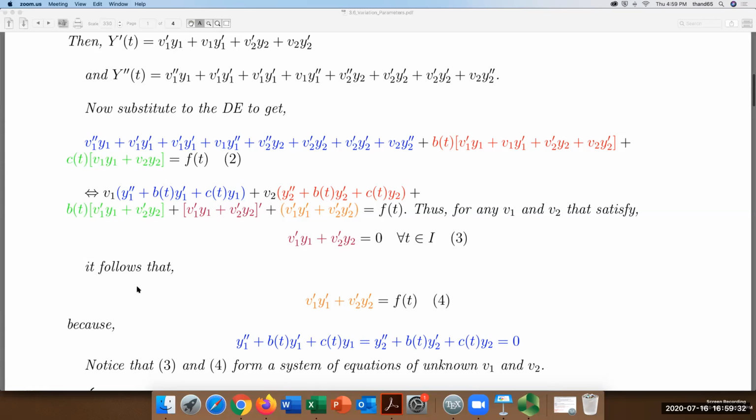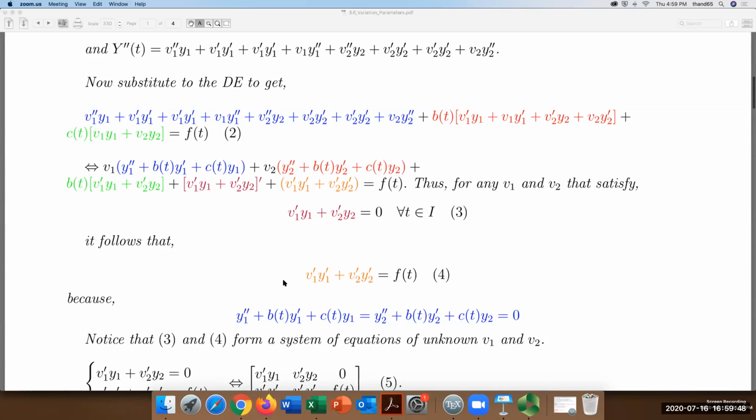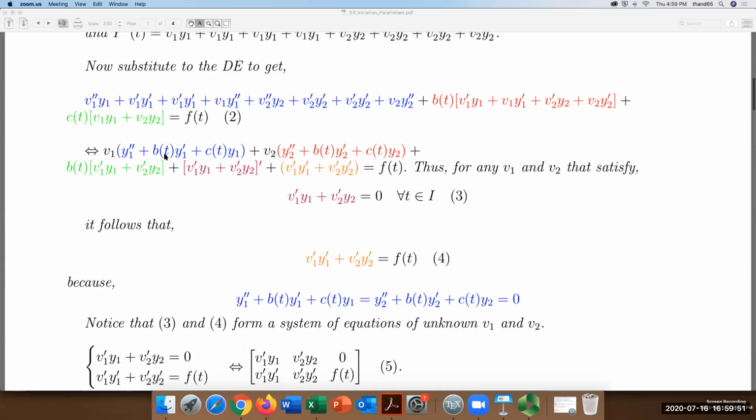that satisfy this, it follows that V1 prime Y1 prime plus V2 prime Y2 prime has to equal f of t. So if this term equals 0, then this term equals f of t, because keep in mind that y double prime plus v(t) y prime plus c(t) y1 equals 0 because y1 is a solution. Also, y2 double prime plus v(t) y2 prime plus c(t) y2 also equals 0.